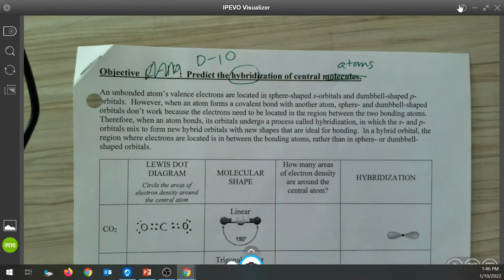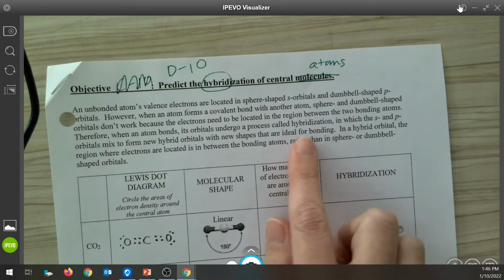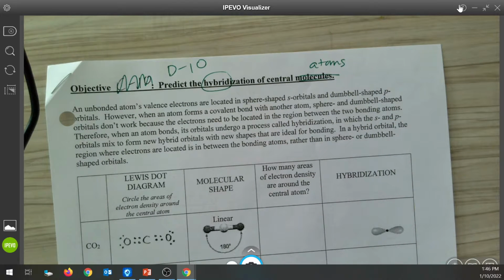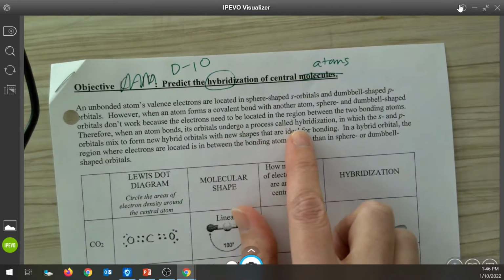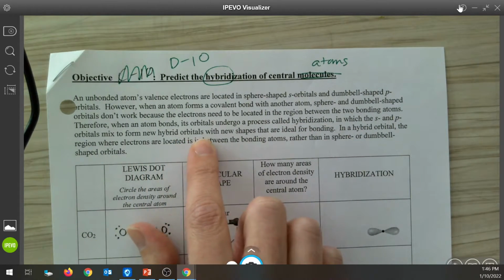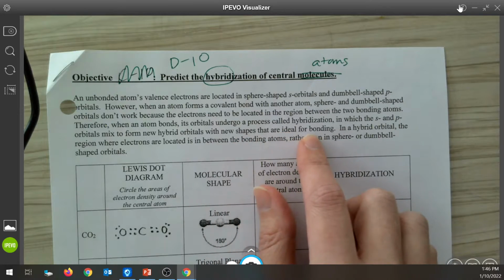However, when an atom forms a covalent bond with another atom, sphere and dumbbell-shaped orbitals don't work because the electrons need to be located in the region between the two bonding atoms. So when the electrons are in a sphere or a dumbbell, they're not in the right place for bonding. They need to be between the two atoms. Therefore, when an atom bonds, its orbitals undergo a process called hybridization, in which the s and p orbitals mix to form new hybrid orbitals with new shapes that are ideal for bonding.